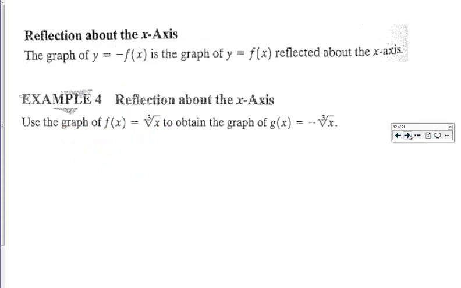If it's reflected about the x-axis, that means that the graph of y equals negative f of x is the graph of y equals f of x reflected about the x-axis. So use the graph of f of x equals the cube root of x to obtain the graph of g of x equals negative cube root of x.